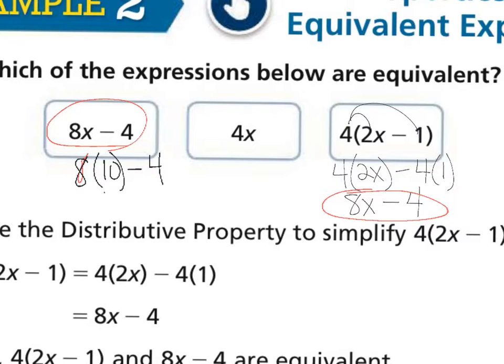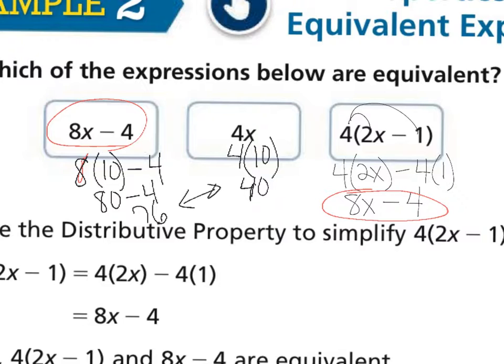8 times 10 is 80, minus 4 is 76. If I put a 10 in this one, 4 times 10 is 40. So 76 and 40, not the same. Guaranteed those are not equivalent. It's possible we may be able to pick one random number for which these would be equal to each other. In this case, the random number would be 1.